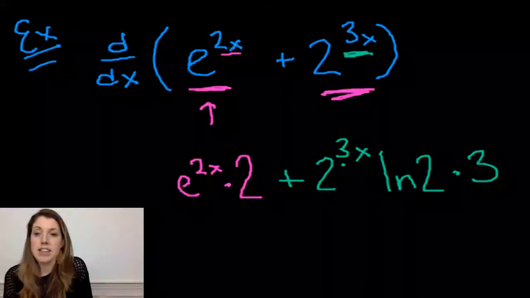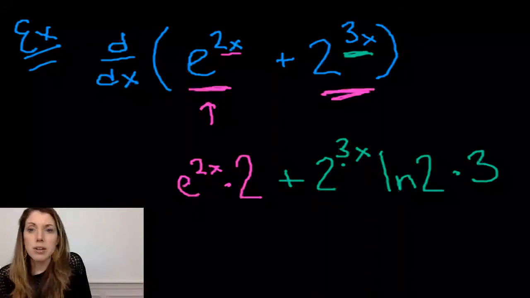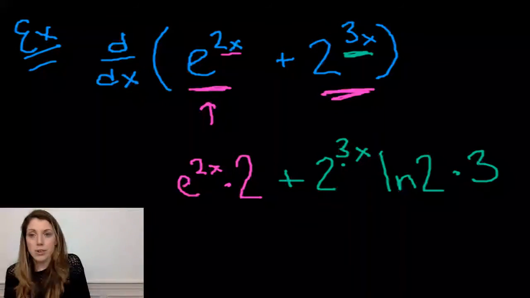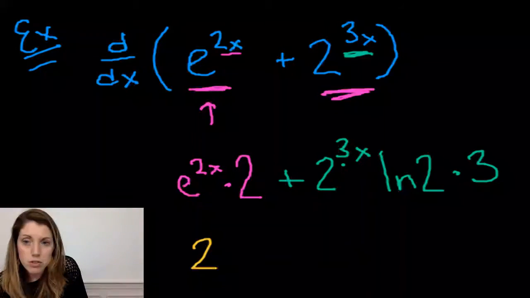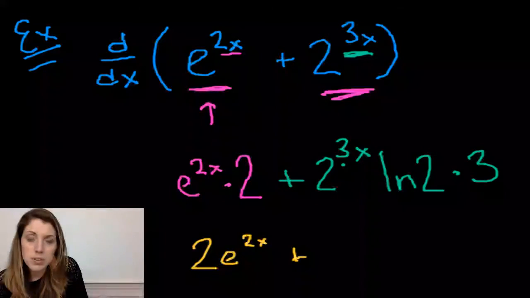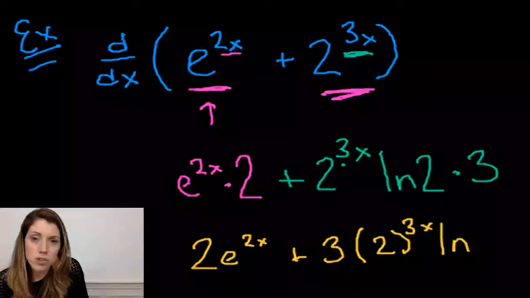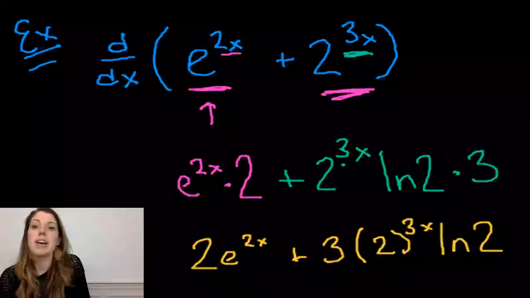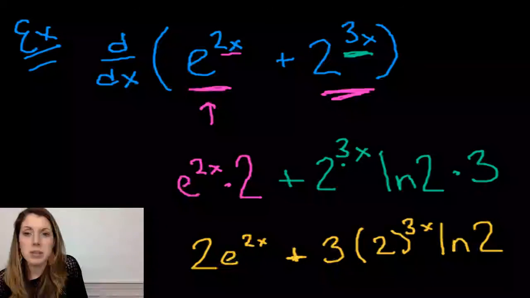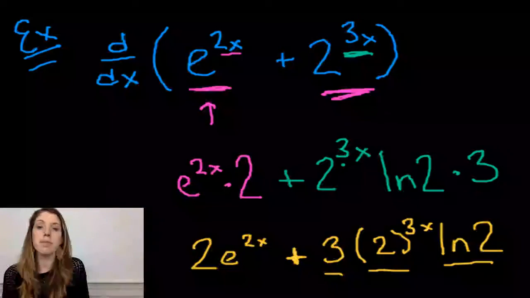And if I want to write that all out in its most clear ordering, I would probably say 2e to the 2x, because that looks a little bit better, plus 3 times 2 to the 3x natural log of 2. And that's not the only way you could write it, but that to me is probably about as clear as it can get, so we make sure we keep these three pieces separate.